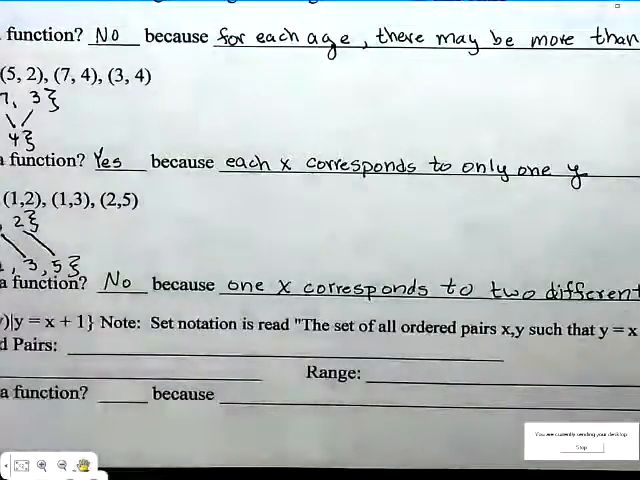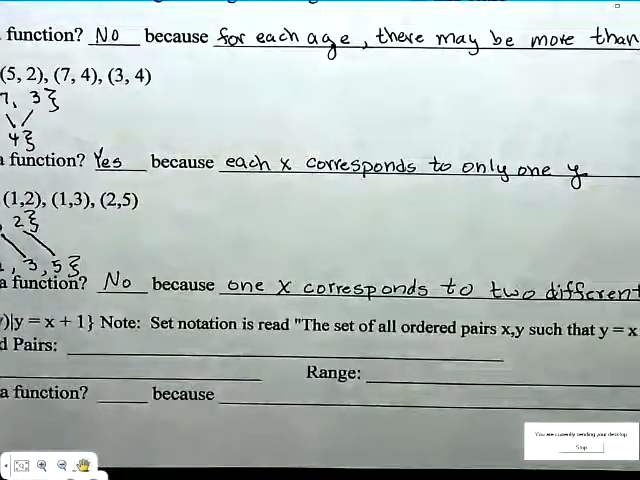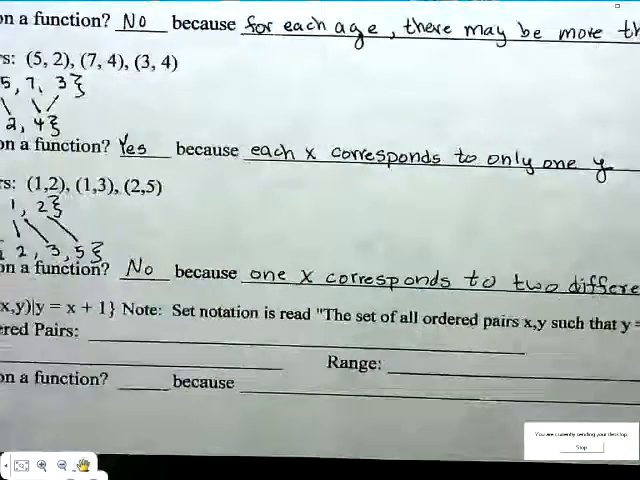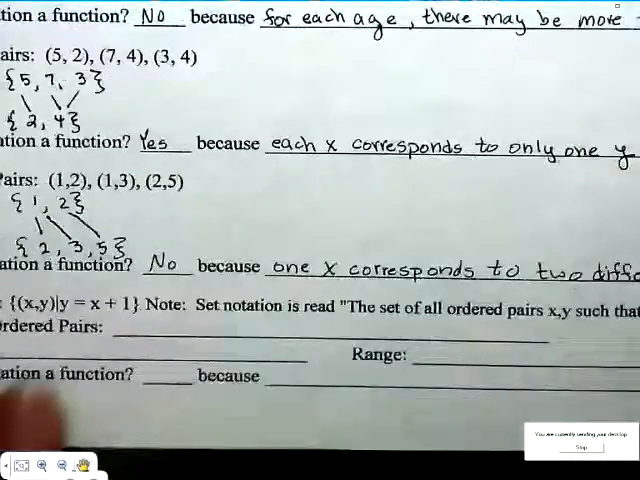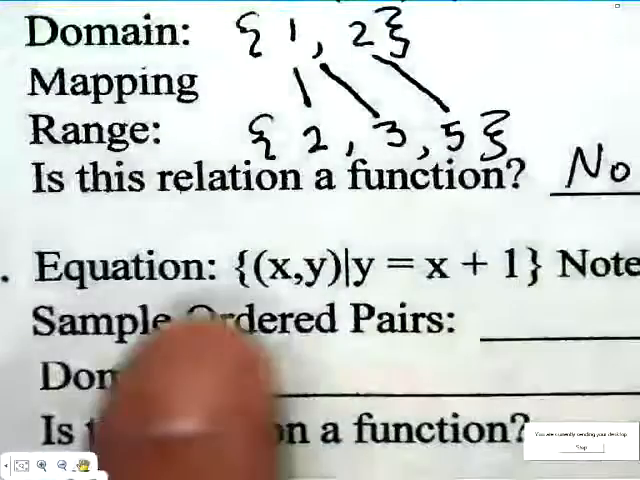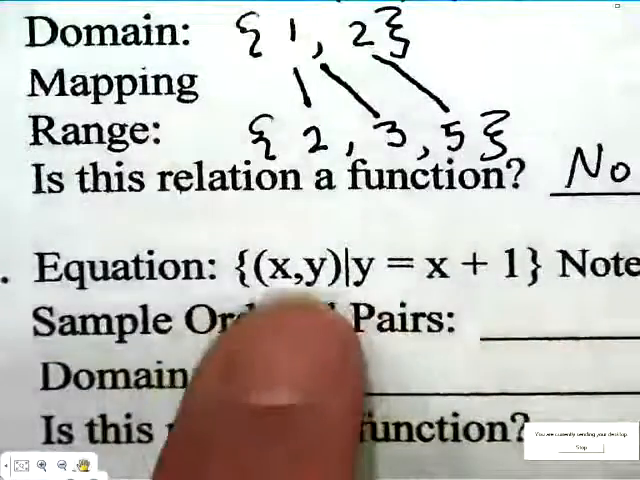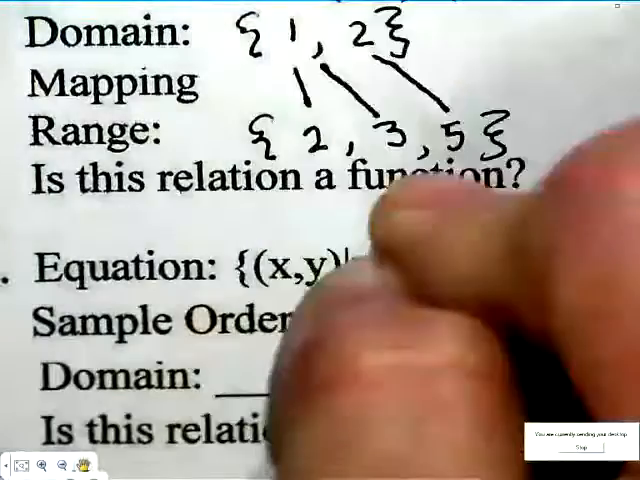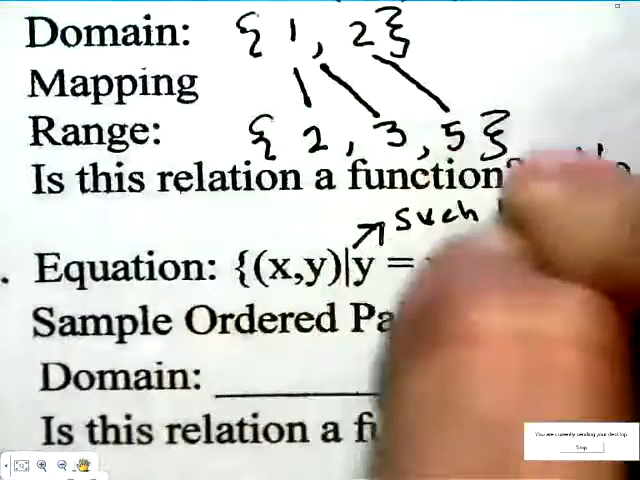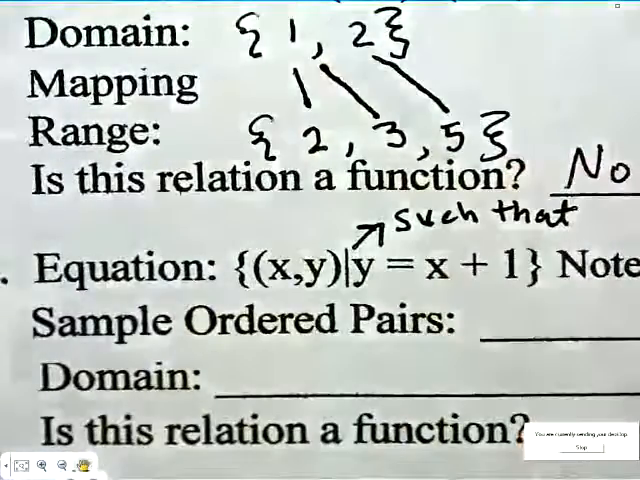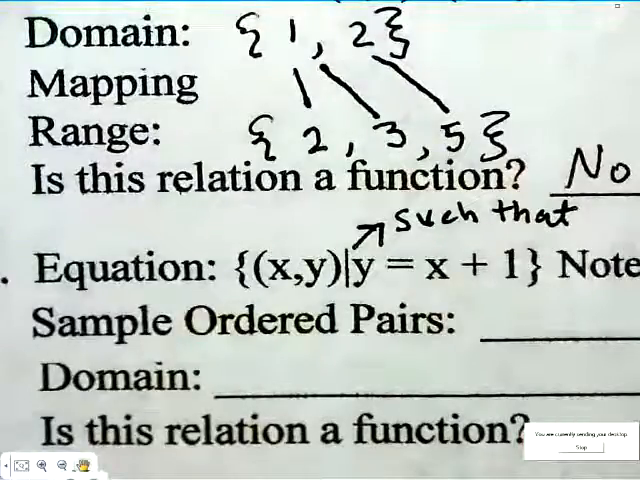All right. We've looked at a couple of word correspondences, a couple of ordered pairs. Next few examples, we're given an equation. And example 5, I just used the big fancy set notation to make sure you knew how to read that. This is read, the set of all ordered pairs x and y. This vertical line is read such that. So this is the set of all ordered pairs in the form xy such that y equals x plus 1.